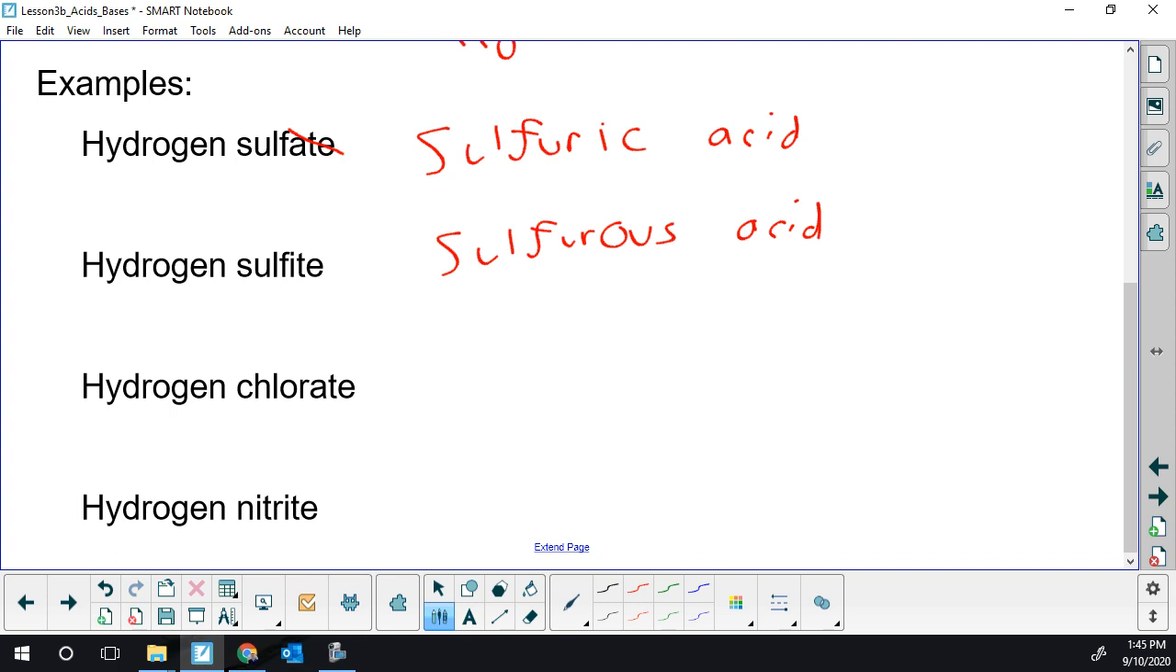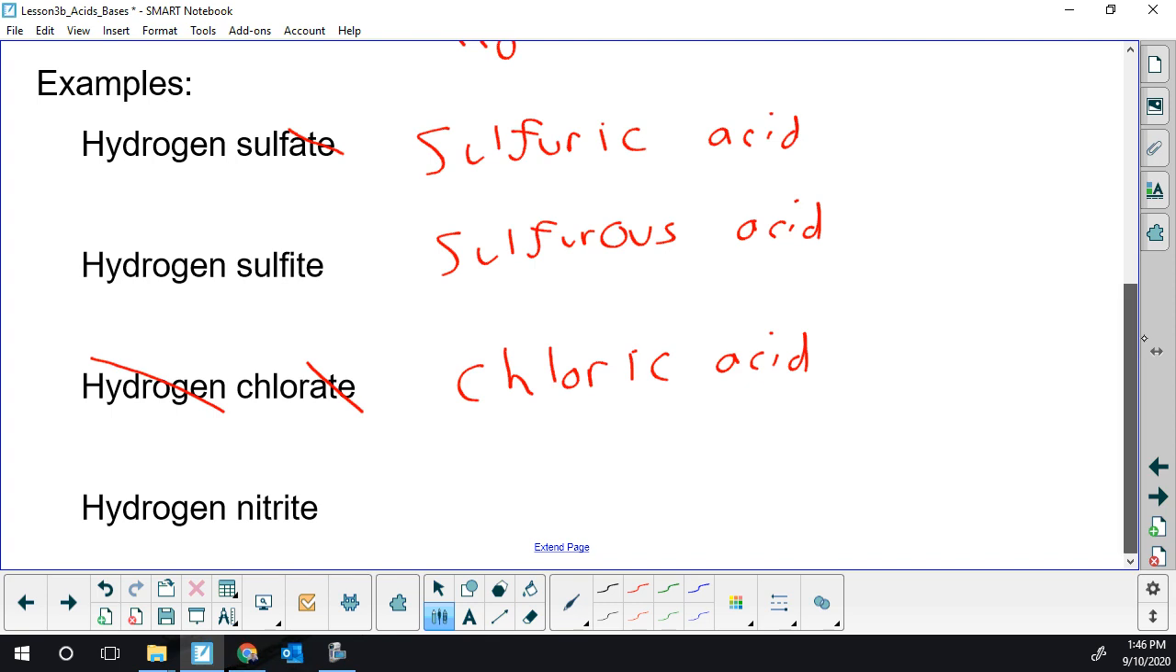Two more. Okay, we've got an ate, so we're going to drop that ate. We also have them putting in the hydro part. I'm going to drop the ate. Ate goes to ic. Chloric acid. Now this creates two names that are really similar. We have hydrochloric acid, H and Cl. Chloric acid is coming from this chlorate. So you've got to go and look up what chlorate would be to get its name.